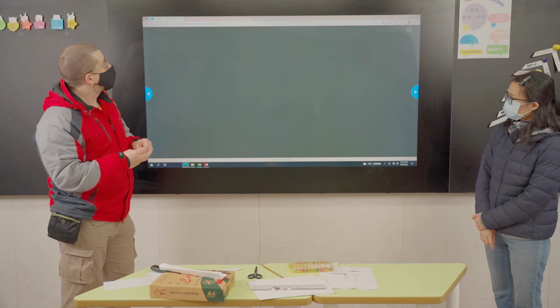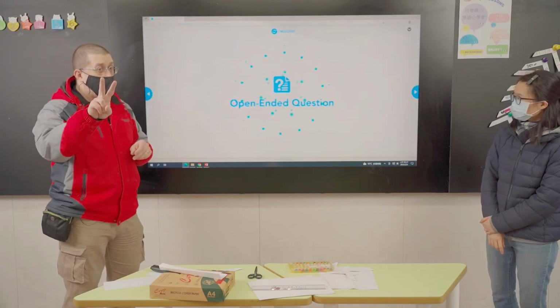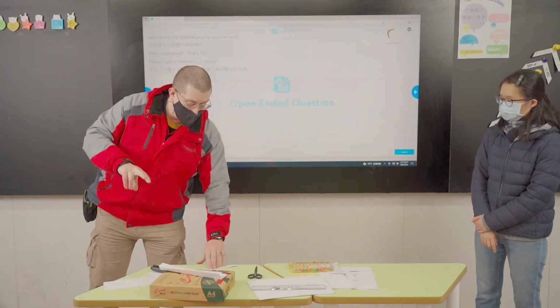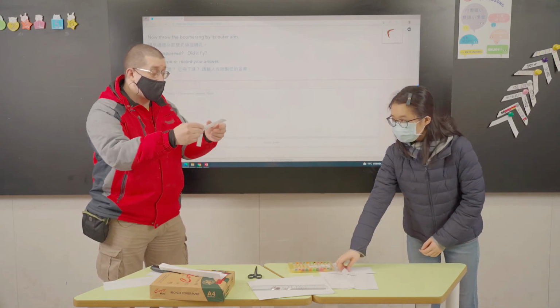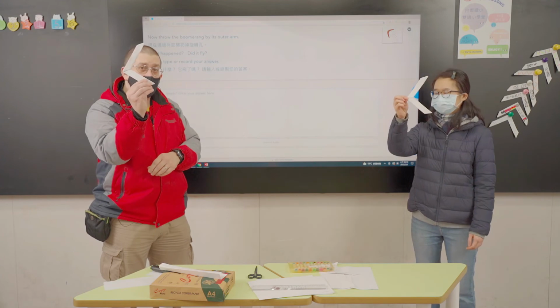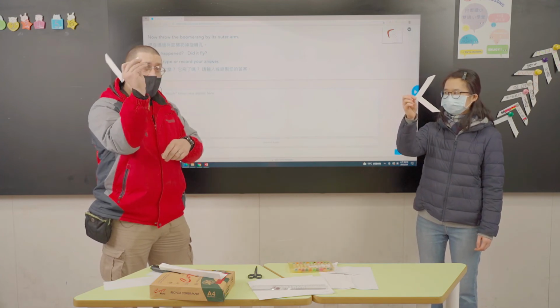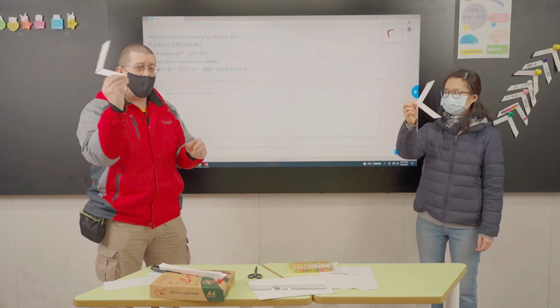Or you can also go to our next one we have here. Next is the second open-ended question to do this experiment. Since we threw it the first time, we held it in the center when we threw it. Now this time, you can hold it here at the very end and throw it and see how well it throws. Does it fly? Does it go?